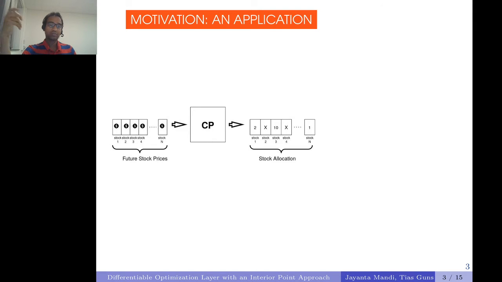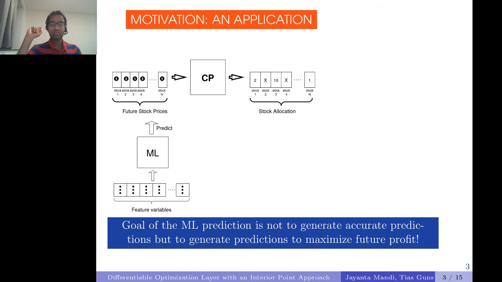But as the future prices are not known, the best we can do is to use a machine learning model to predict the future stock prices and then feed these predicted stock prices to the CP solver. So to emphasize, here the purpose of the machine learning model is not to generate accurate predictions, but to generate predictions which will enable the CP solver to maximize future profit.